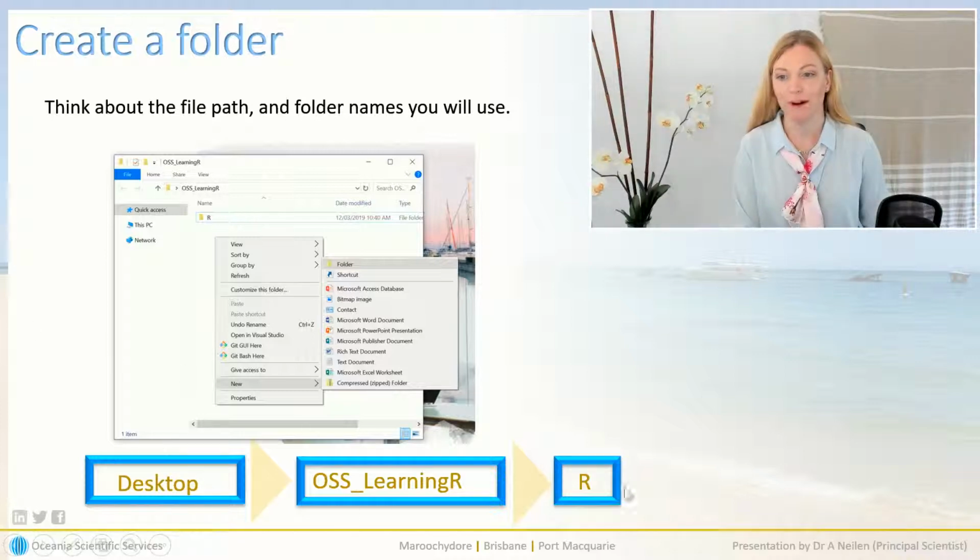Okay, so choosing a path, probably in your documents, is quite useful. Maybe calling one which describes these clips you're listening to and then has a subfolder of R. Have a go at creating this.